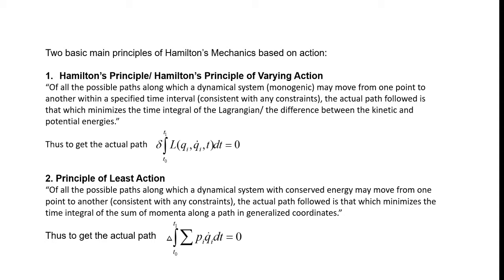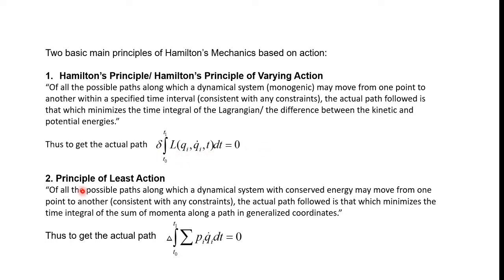the actual path is obtained if the delta variation of this integral is 0. This is the time integral of the Lagrangian, and basically this term is the action in Hamilton's principle. So in Hamilton's principle, it is said that this type of delta variation should be 0 to get the actual path.